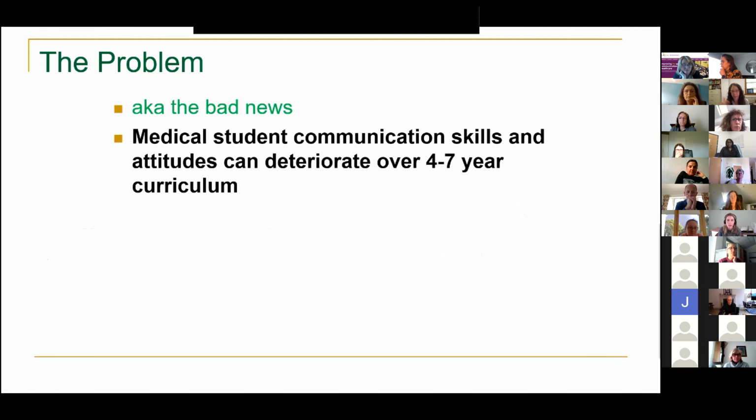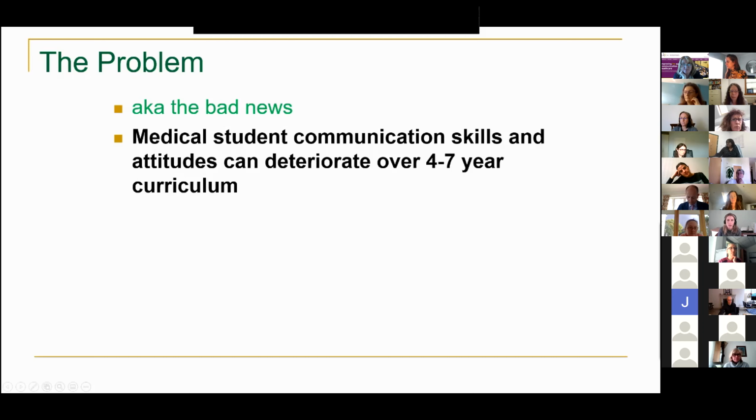Now, here's the main problem, the bad news. Many longitudinal studies have demonstrated for medical students, and probably the same for other disciplines, that if you look over the whole curriculum, the 4 to 7 years depending on your school (in the US it's 4), learners increase their skills as we teach them preclinically, but then at some point their communication skills and their attitude start decreasing and basically disintegrating.